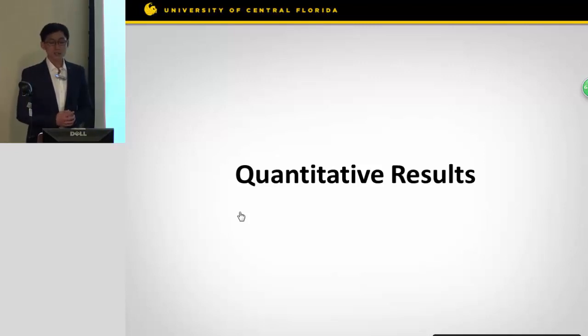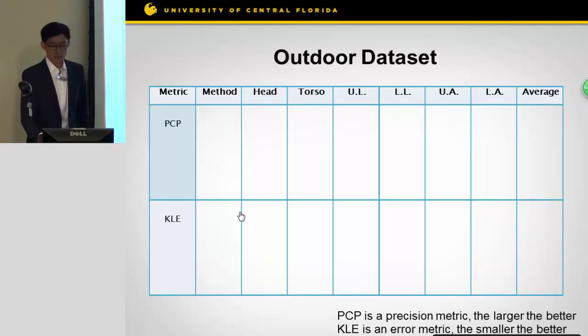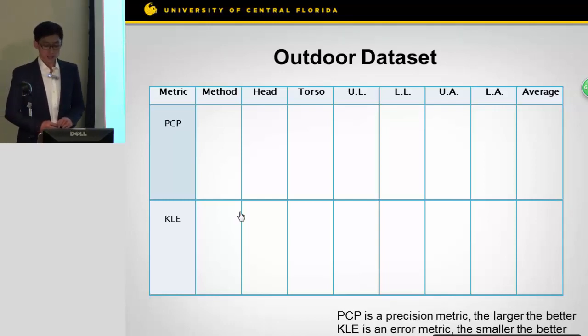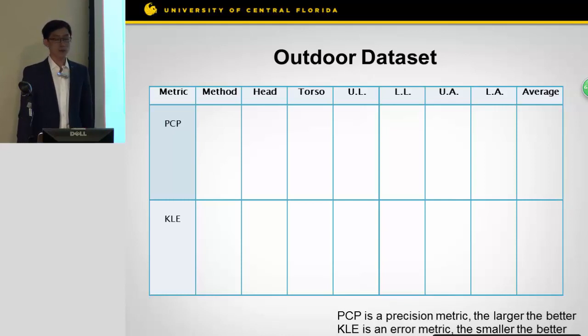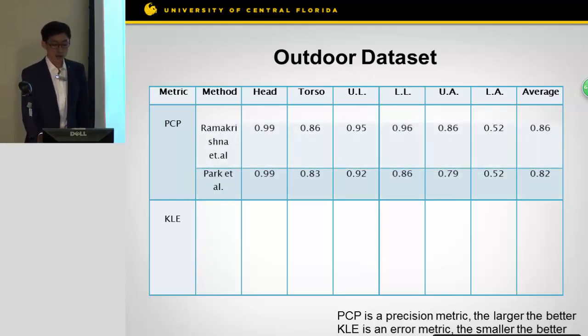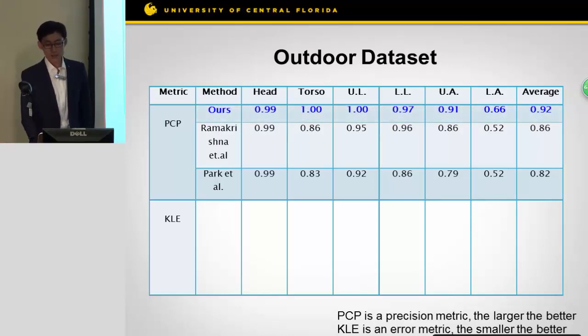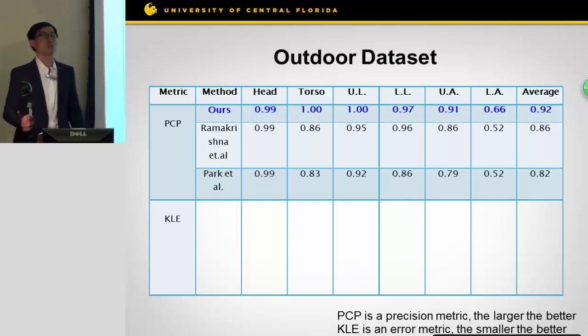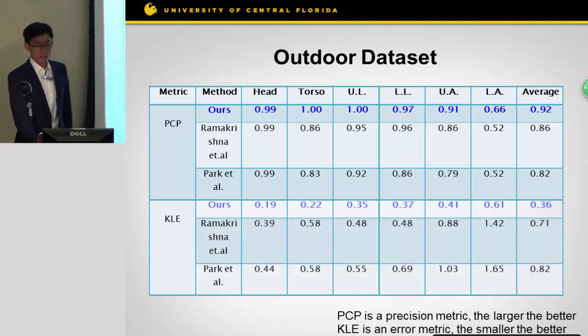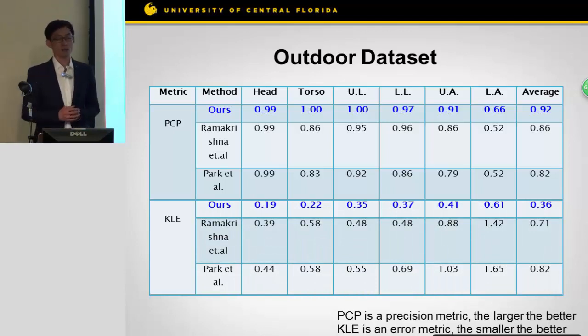Then let me show you some quantitative results on the three datasets. Here I'm showing two evaluation metrics, the PCP and KLE. The PCP is a precision metric, so the larger the better, but KLE is an error metric, so the smaller the better. We compare our method with two of the state-of-the-art methods, and as you can see, the best of the state-of-the-art methods performs only 86% for the PCP metric, and on average our performance is 92, so it improved a lot. Similarly for KLE, the improvements are even greater. We reduced the error by almost 50%.